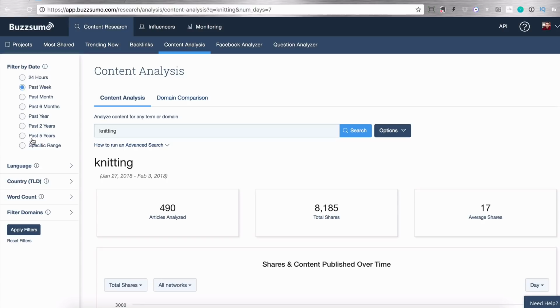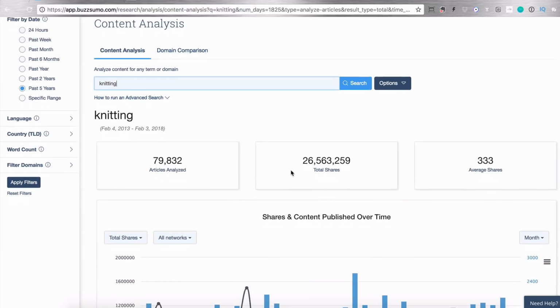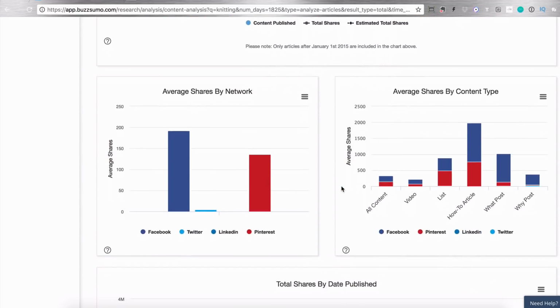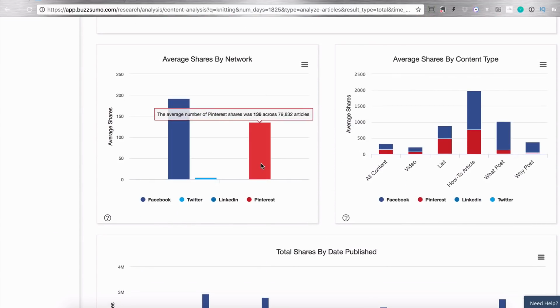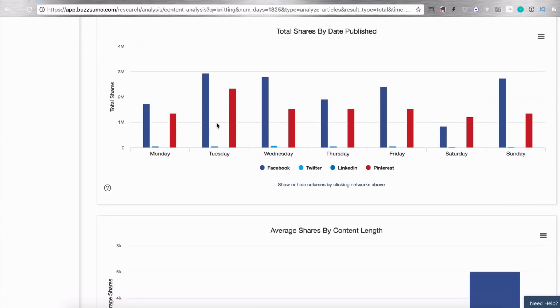What if we go past 5 years? What would happen? Wow, 26.5 million total shares. You get a little bit of a trend map there, and then also average shares by network. It's interesting that Pinterest is so large here, and it wasn't before when we were just looking at the week. So perhaps that's declined. Facebook still rules number one there.